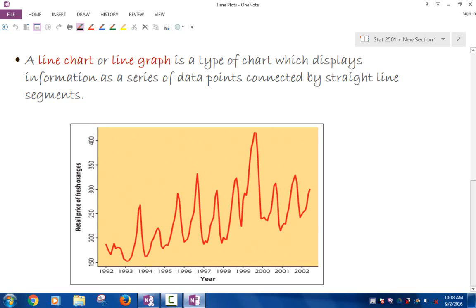So basically, a time plot is values of a variable plotted against time, right? Values of a variable plotted against time.